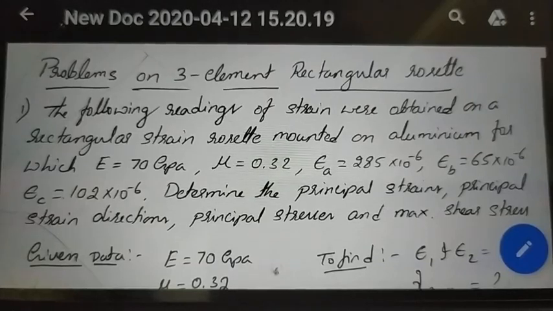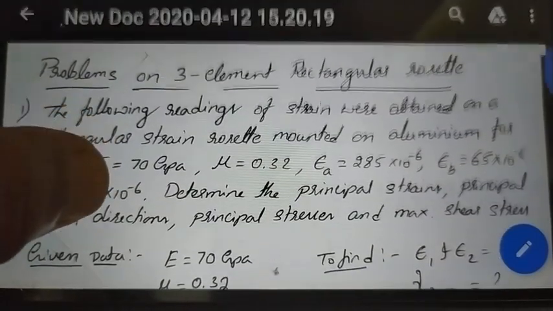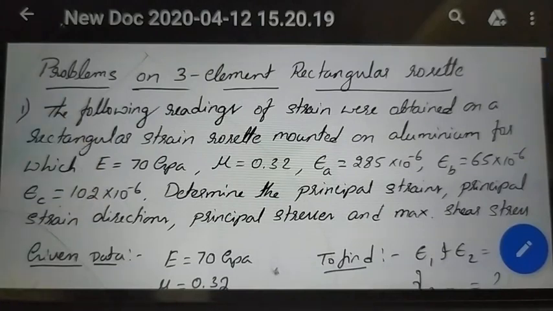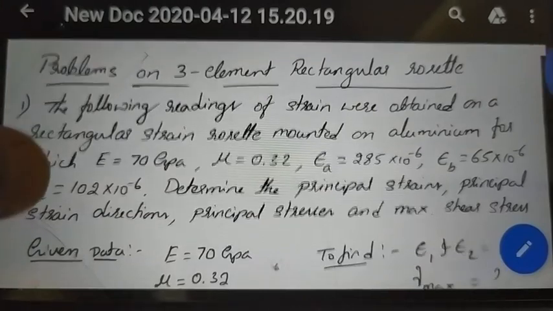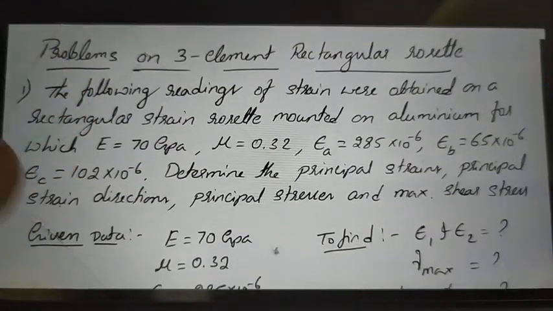Welcome students. Today we are going to discuss some of the problems coming under the three element rectangular rosette. Since we have covered the theoretical part in the last couple of videos, today we are going to have the problems, because it's the very important part of this syllabus. Whatever questions you get, the maximum marks will be for the problems only.